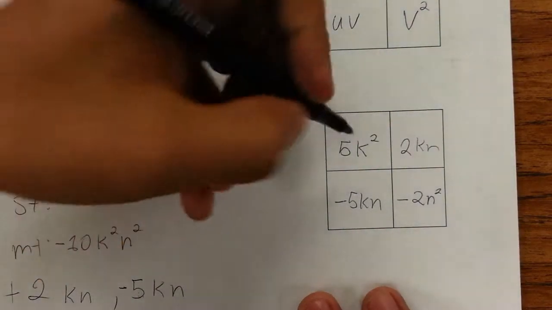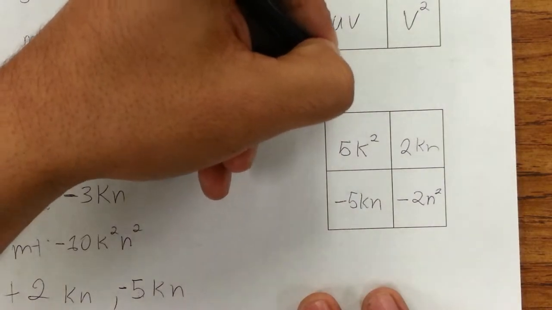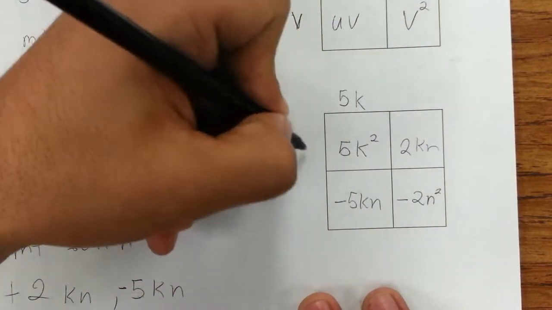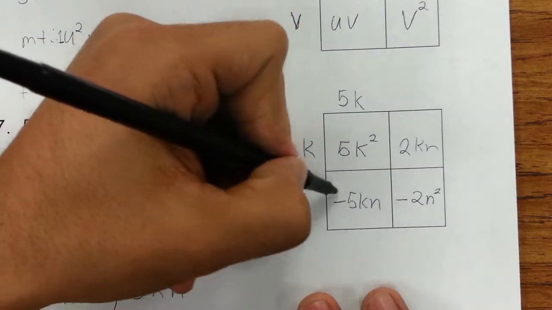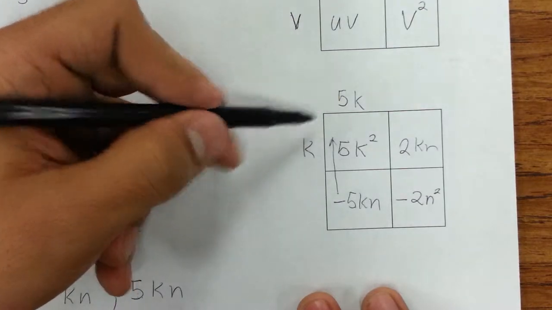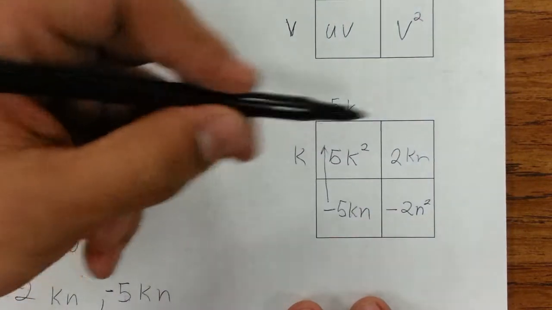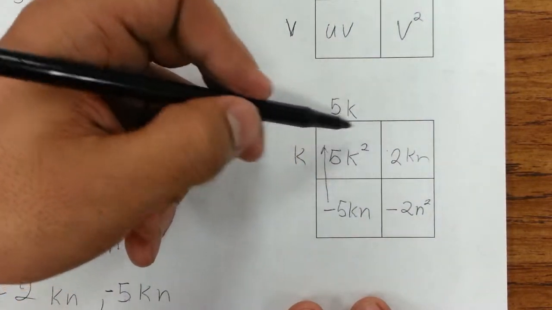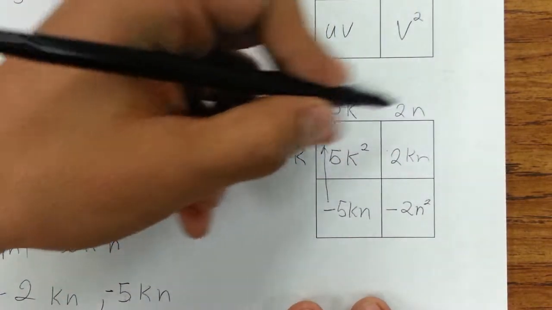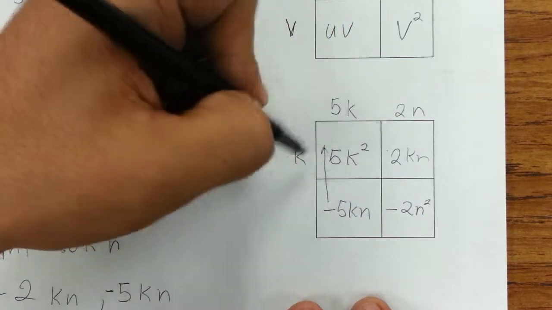We can factor out a 5k, and then 5k times k would give me that 5k squared. If you notice, I factored out the 5 that was common to both of them and the k that was common to both of them. 5 times k is k squared. K times what would give me 2kn? Well, I'd have to multiply by 2n. 2n times k is 2kn.